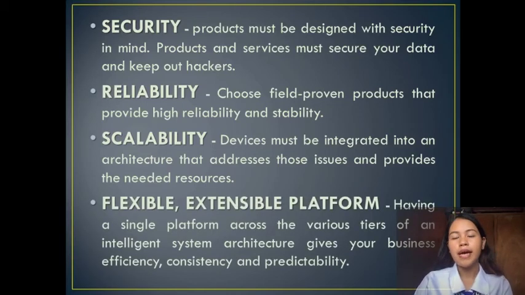The fourth is the flexible extensible platform. Flexible means capable of bending easily without breaking, and extensible means capable of being extended. Having a single platform across the various tiers of intelligent system architecture gives a business efficiency, consistency, and predictability. Consistency from the edge, various controllers and gateways, and back into the data center makes development, integration, and maintenance much simpler.